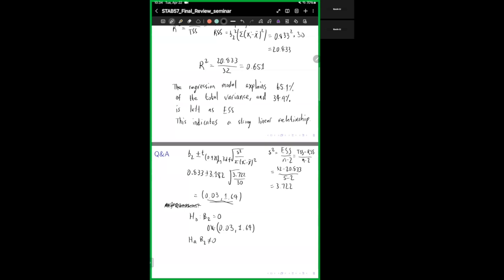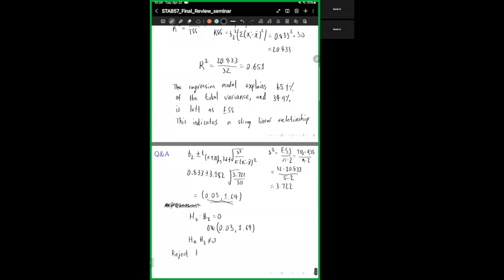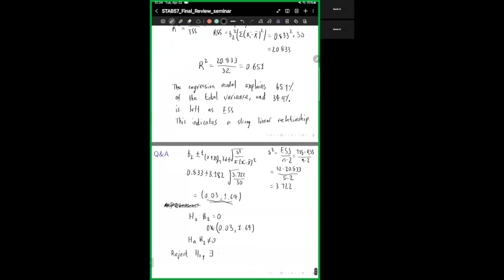So we can say that we reject H naught, which also means that there exists some linear relationship between X and Y.